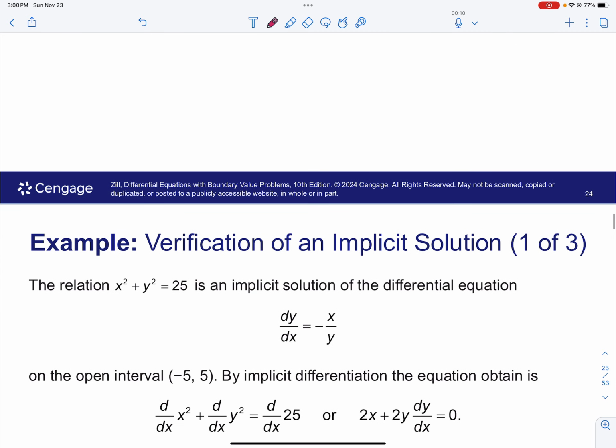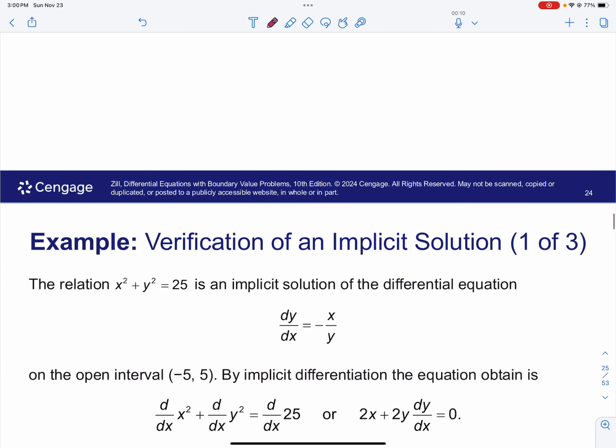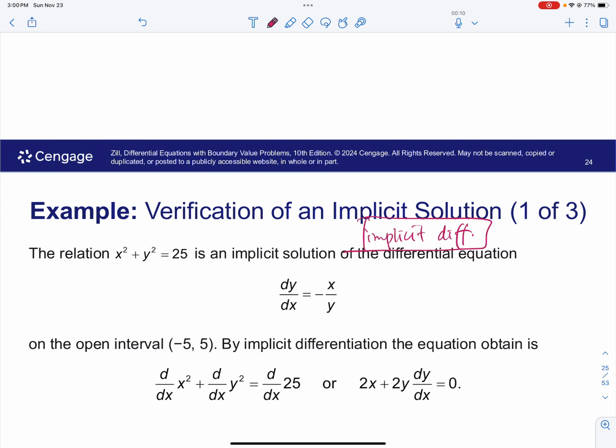And typically, how could you verify this is a solution? We wanted to use implicit differentiation. So what will you do? We wanted the derivative with respect to x. So this is 2x dx plus 2y dy dx equal to 0. Are you with me? So this is what we have here directly.